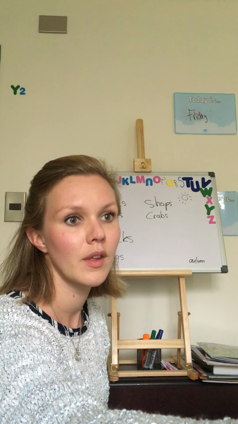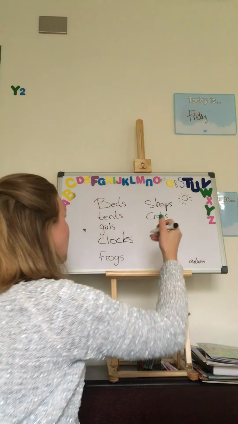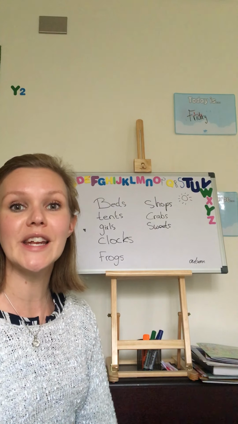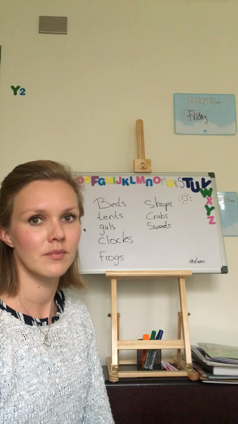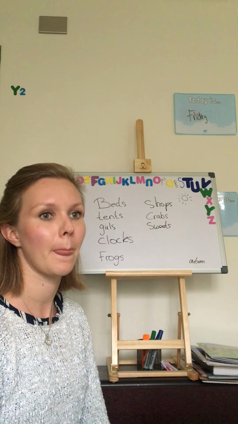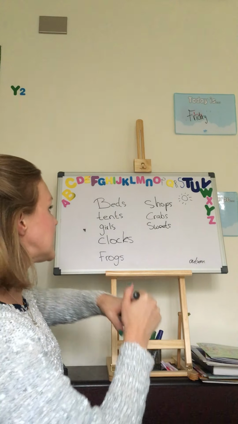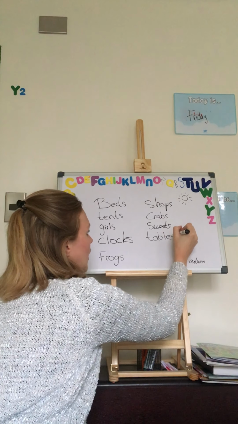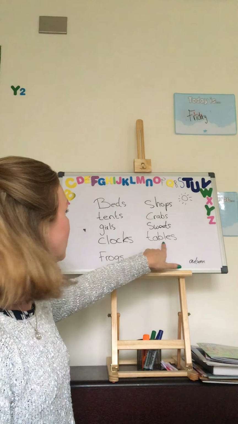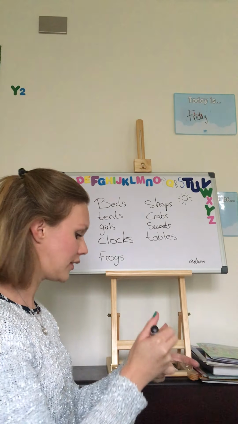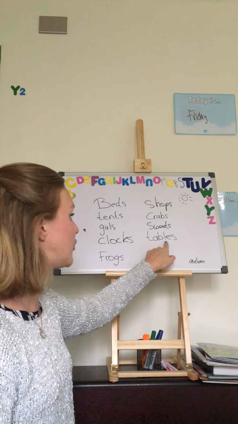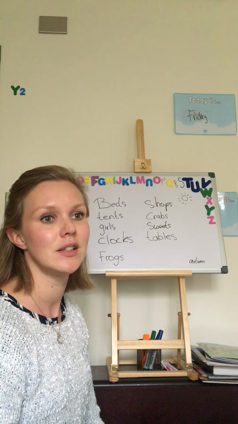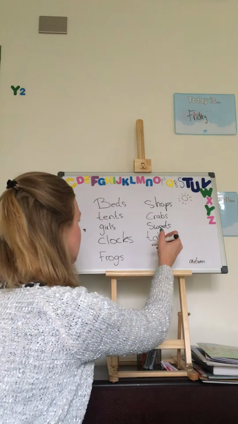Let's see. Okay, the next word is sweets. Yummy. Sweets. And the next word is tables. Tables. Do you see that you have to put the L here? So you don't write tables with the L here. You put it before the E. Tables. And there are more than one. The last word is steps.